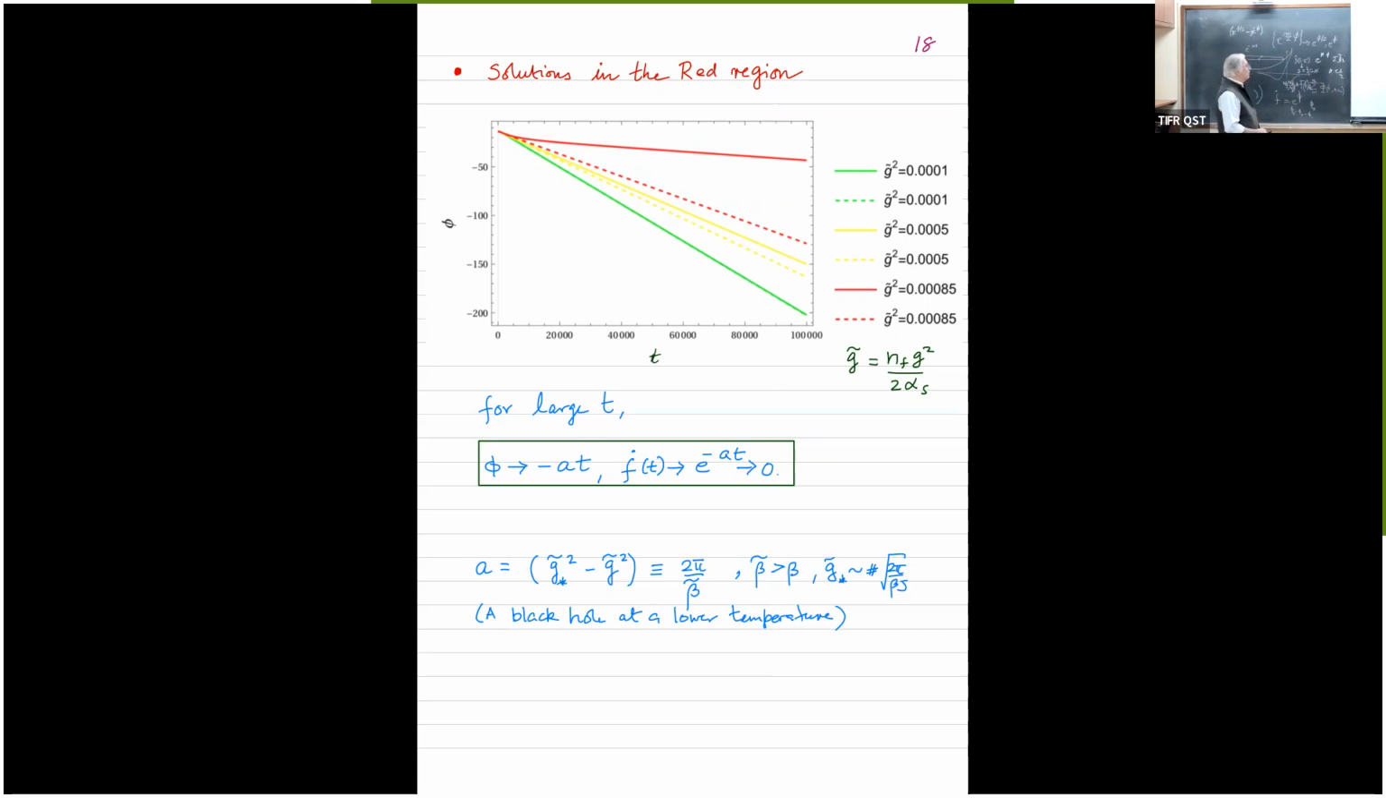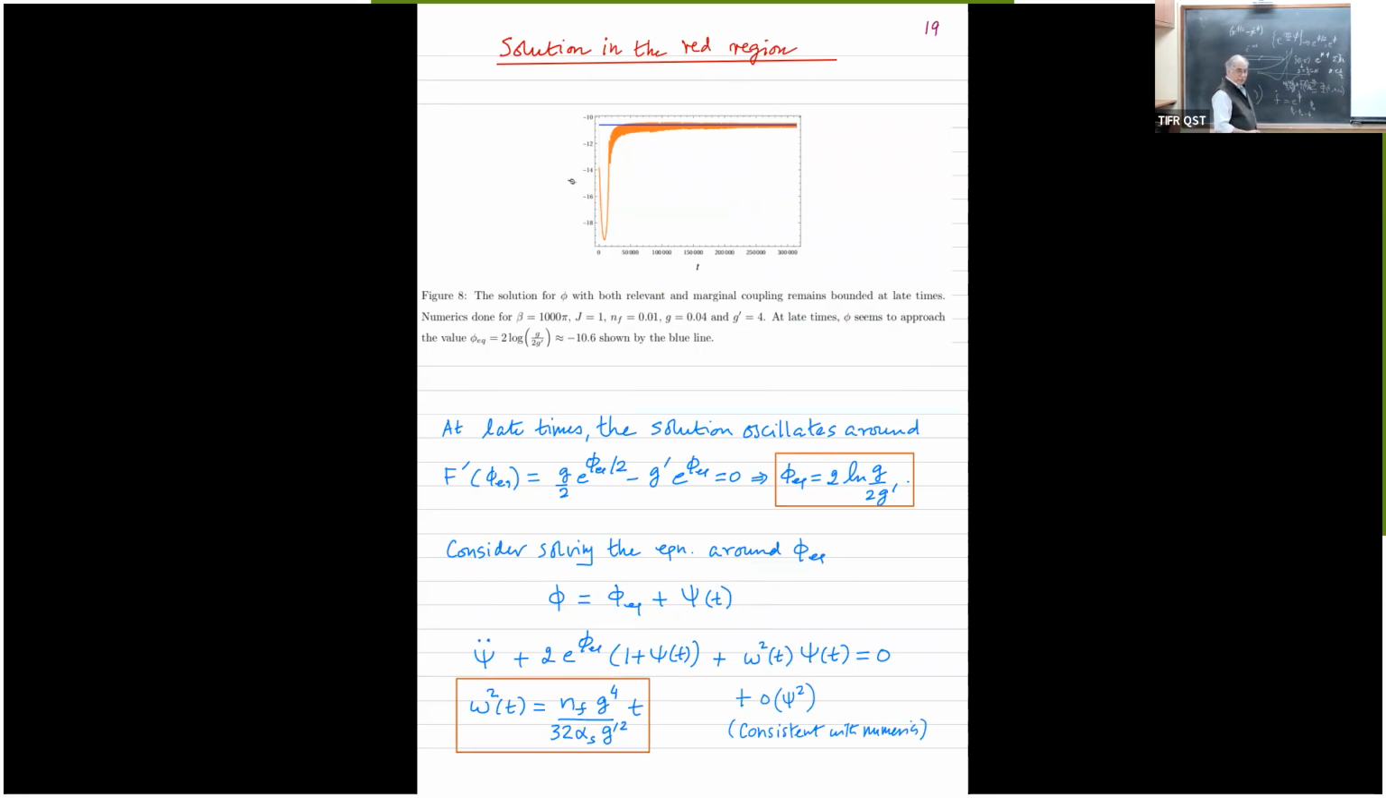Okay. Now let us come to the more interesting part. What is the solution in the green region? Firstly, it's difficult to access it analytically. But numerically you can find a solution in the green region. No black hole. Yeah, it evaporates. This is a solution that is highly oscillatory around a certain particular value of the field. Once numerics tells you there is a solution from here to here, you can analyze this analytically.